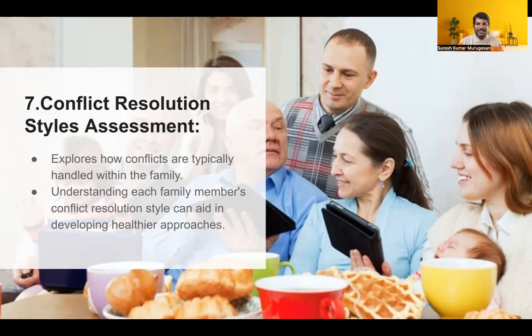See, when a conflict arises in the family, they have to understand the conflict and which member is the root cause for the conflict, and whether the conflict resolution style of the individual or the family members is effective or not. That detail needs to be brought to the knowledge of the family members in the counseling session. So that will help them understand, okay, whether what they are doing is good or not.